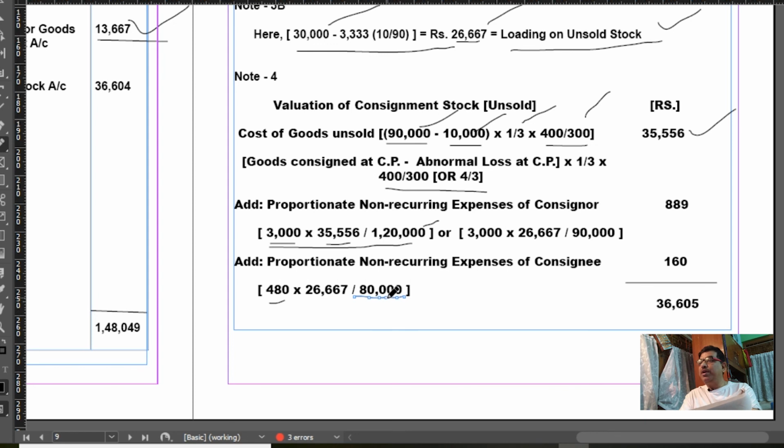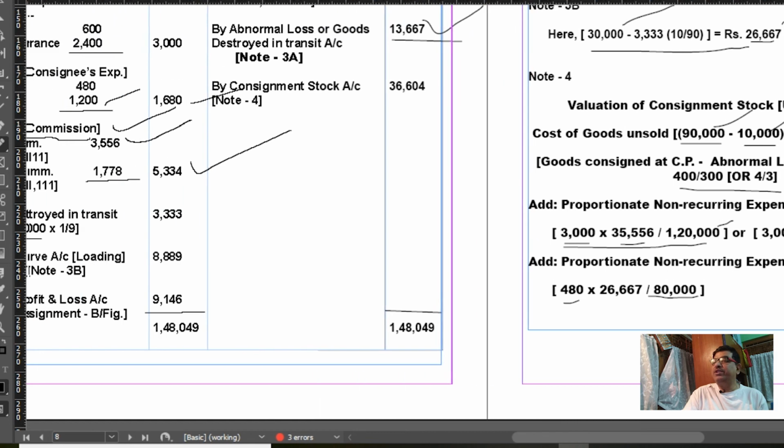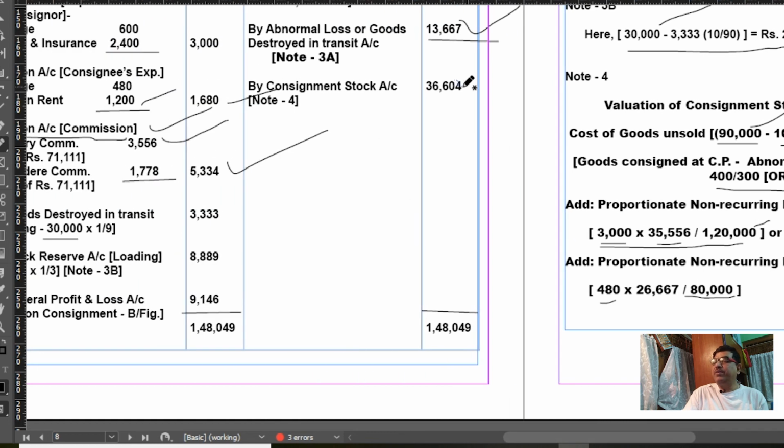Therefore, 480 into 26,667 divided by 80,000, we got 160, and the last one is 36,605. It is the consignment stock, and you have to put this amount here by consignment stock.